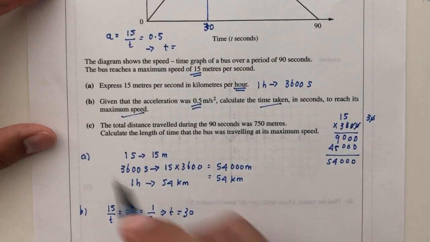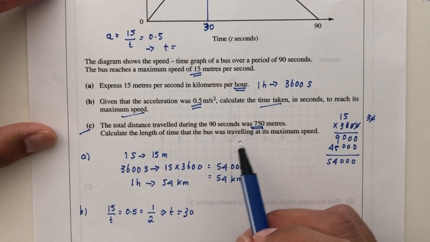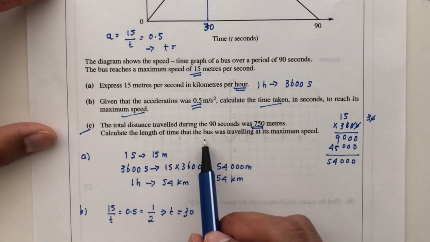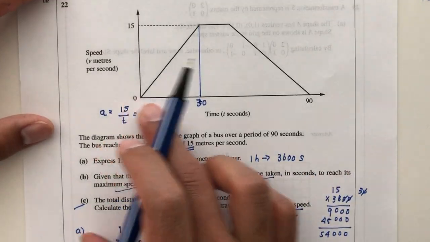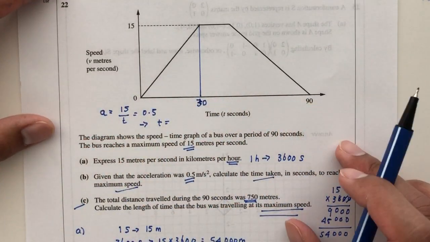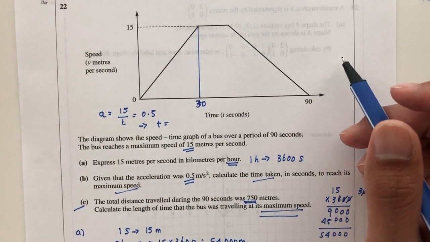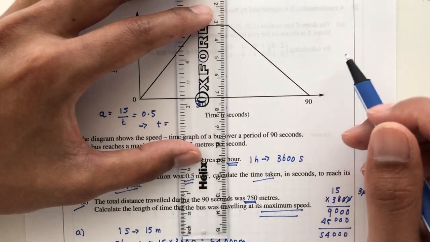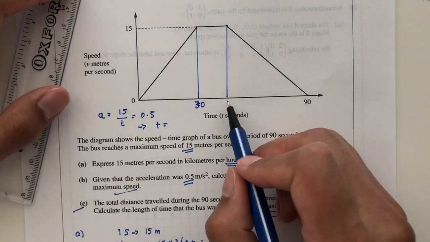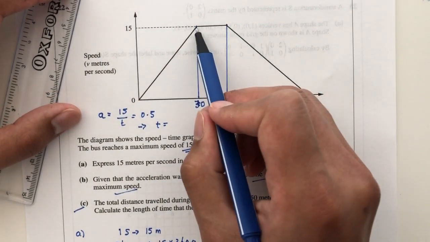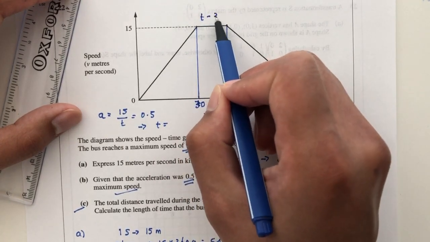Now for part C, it says the total distance traveled is 750. Find the length of time the bus was traveling at its maximum speed. So the total distance traveled will be 750. We have to find the time at which it was at the maximum speed. So this one is t, so we have to find this length. This length will be t minus 30.